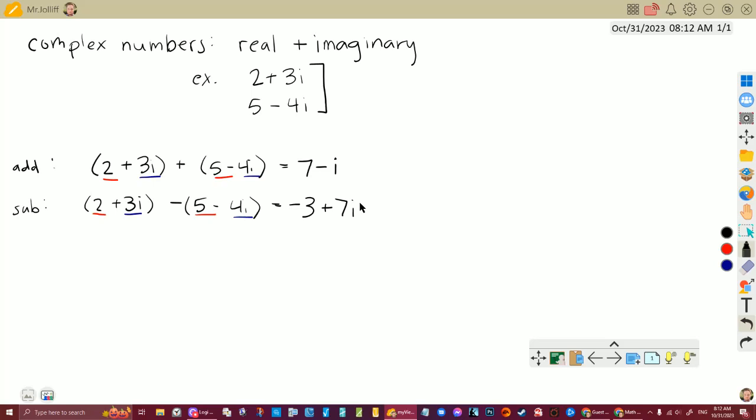We can also multiply. So 2 plus 3i times 5 minus 4i. And we multiply complex numbers just like we multiply binomials. We're going to FOIL this out. So we're going to do first, outer, inner, and last.